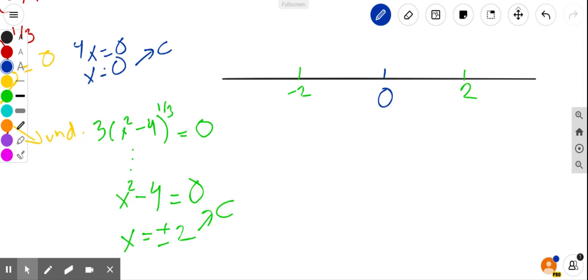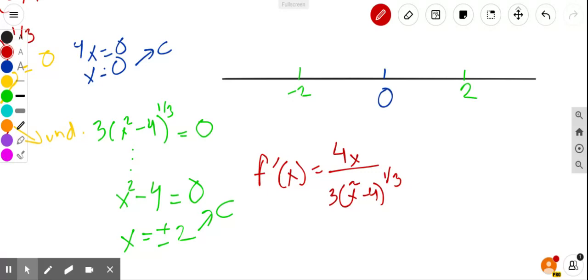And I need to keep track of what my derivative was. So if I'm not mistaken, my derivative was 4x over 3 times (x squared minus 4) to the 1/3 power. So I know that if I plug in a -2 or a +2 into the derivative function, I would get something undefined. So I'm going to put a u there to represent that undefined. If I plug a 0 in for x into my first derivative, I know that's going to get me a 0 because that's how I got it to begin with, right?